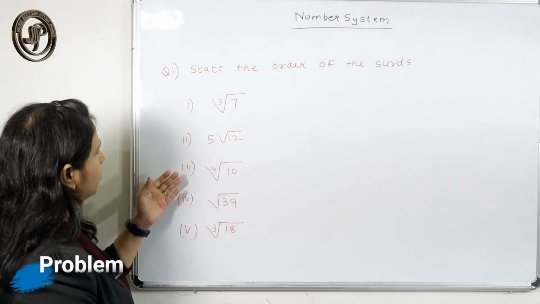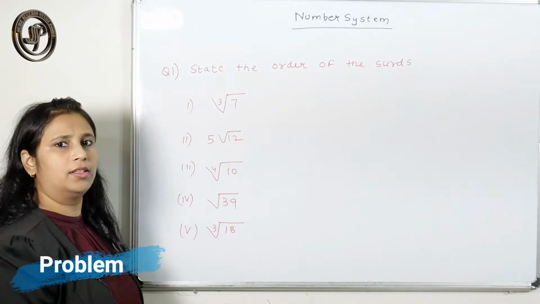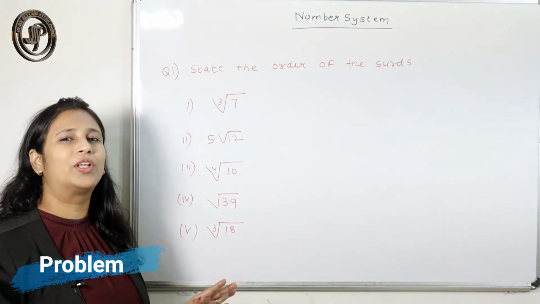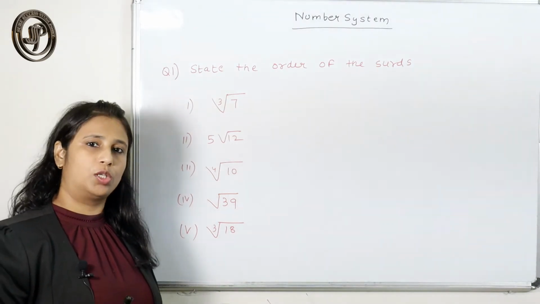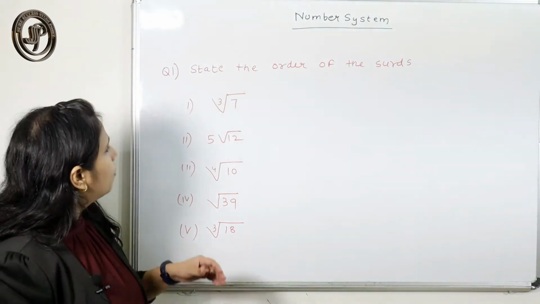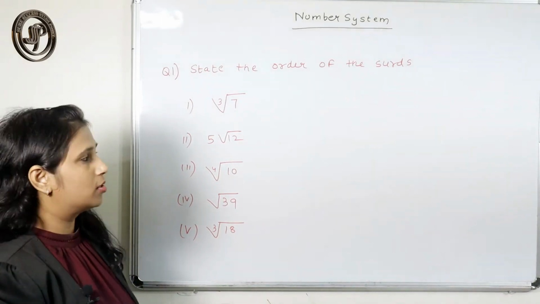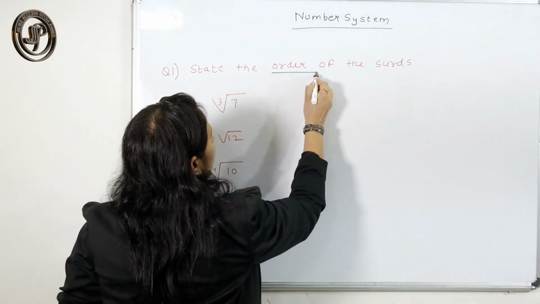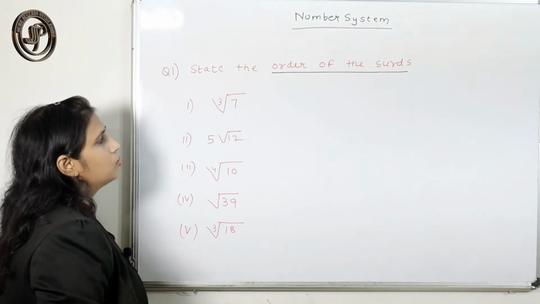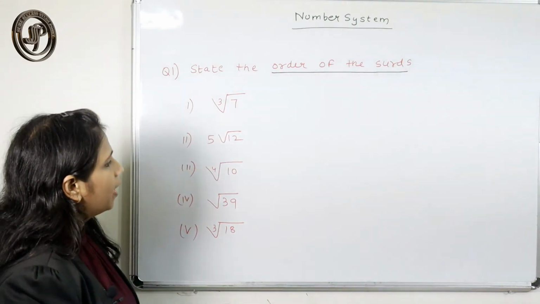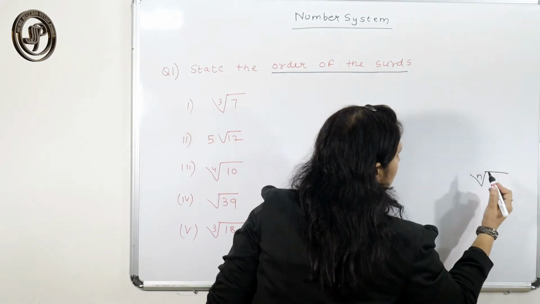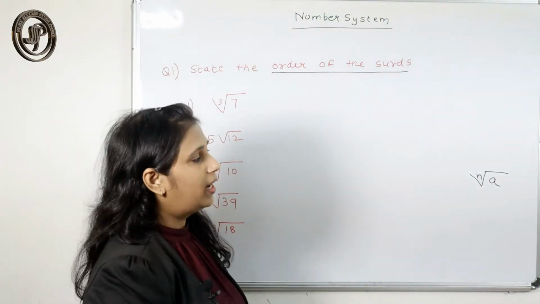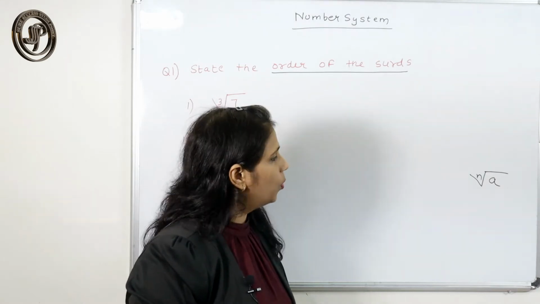So here just see one question, state the order of the surds. So here they said that these are surds, you need not predict whether these are surds or not. Sometimes it is asked in the question, check whether it is surd or not, but here you need not find surd. So here you have to find the order of the surd. So I just told you that if this is a surd, then n is the order. A is called radicand.